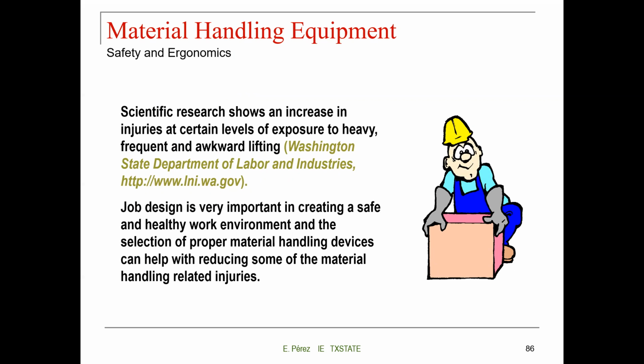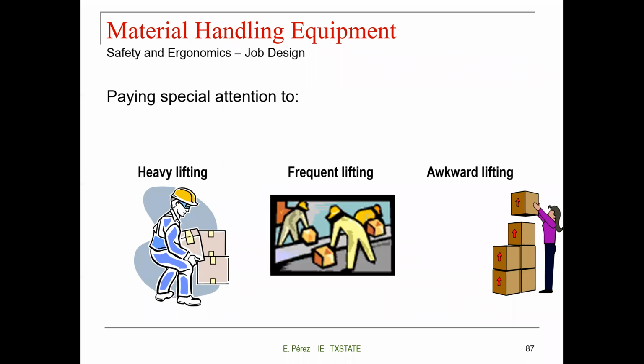In terms of safety and ergonomics, scientific research shows an increase in injuries at certain levels of exposure to heavy, frequent, awkward lifting. Job design is very important in creating a safe and healthy work environment, and the selection of proper material handling devices can help reduce some of the material handling related injuries. It is important to pay attention to this type of move: heavy lifting, frequent lifting, and outward lifting.